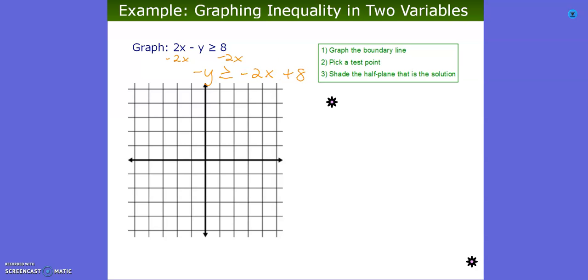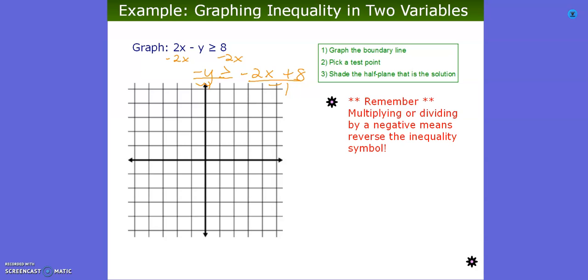I've got some more steps. I've got to divide by -1 everywhere. Remember that when you're dividing by -1, you reverse the symbol. So I'm going to get y less than or equal to 2x minus 8. My symbols all change. This is what I will go ahead and graph.